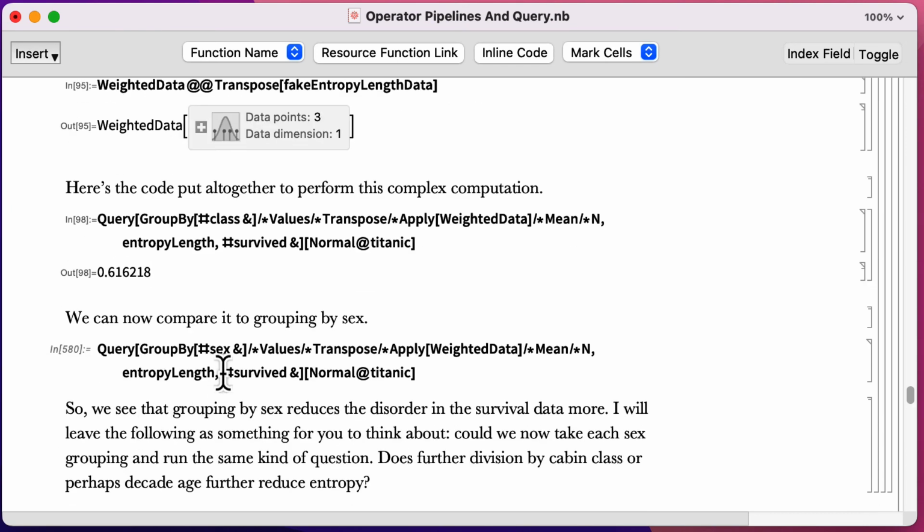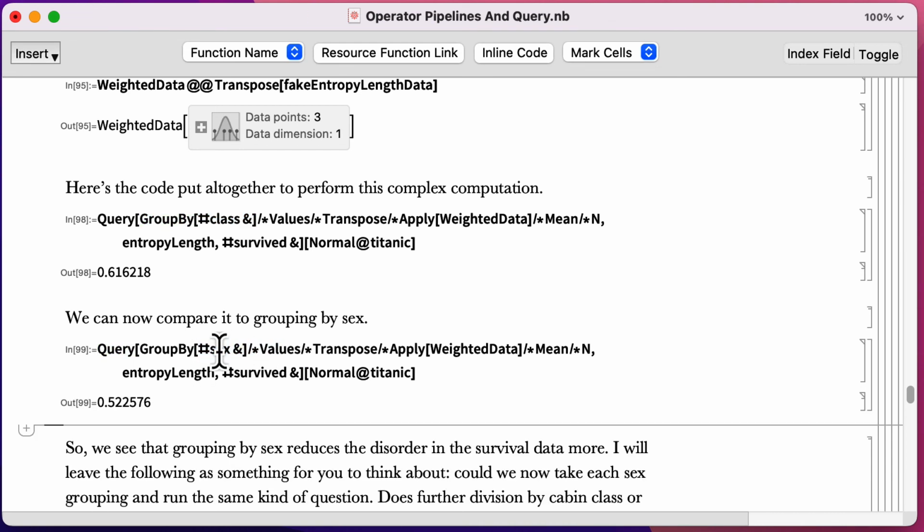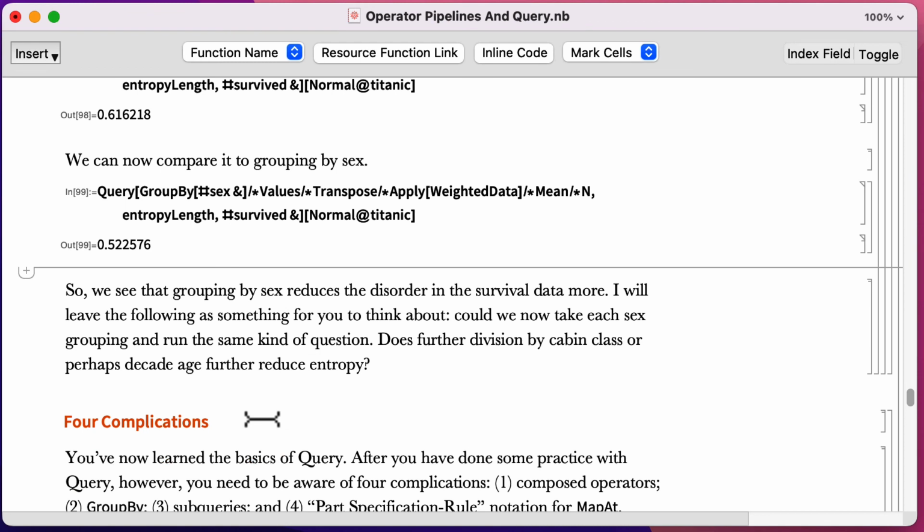If we want to do it by sex, it's exactly the same code. The only little change is what we're using to group by, and we're grouping by sex. And when we do it that way, we get our entropy down to 0.522, and so we can see that grouping by sex reduces the disorder in the survival data more than grouping by cabin class.